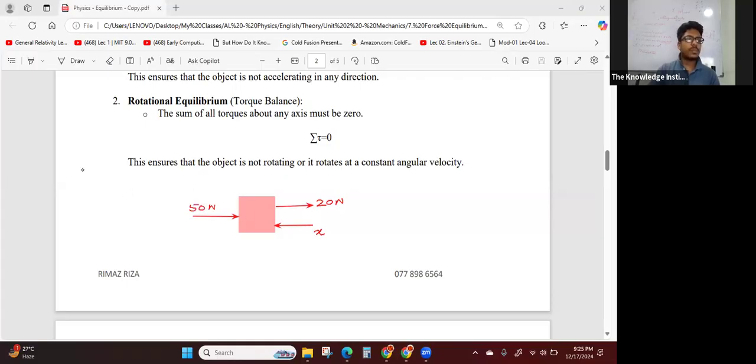So let's start from a simple question. This is very easy. You might think why I'm giving such a question, but let's start from zero. Find the value of X if the object is in equilibrium.